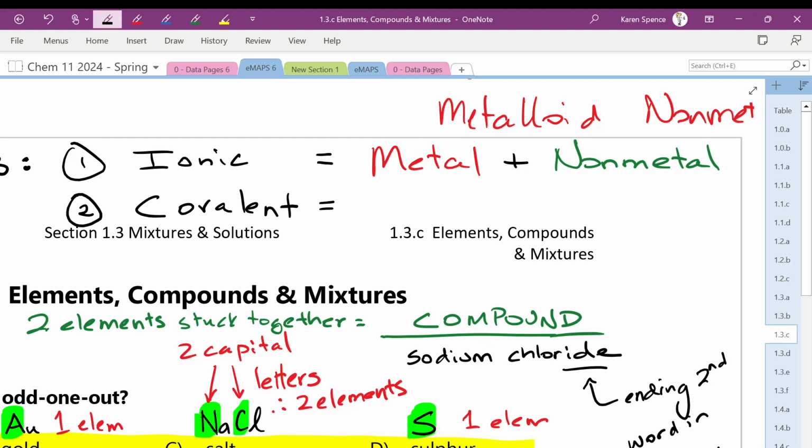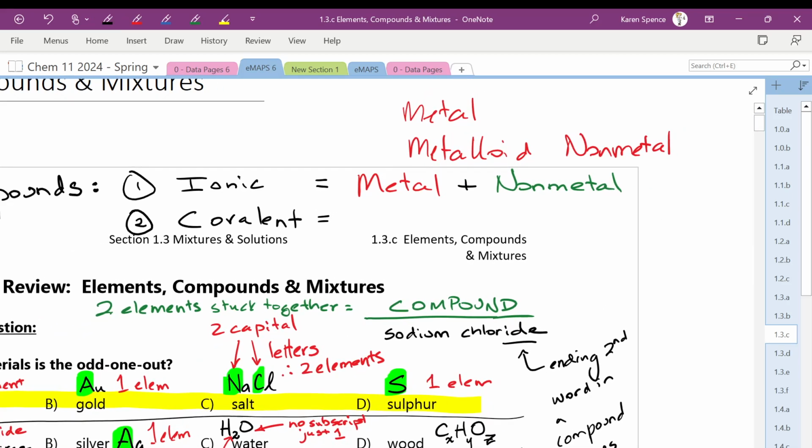All right, covalent. What is covalent normally made of? It's made of usually just one type of element. What is it? It's usually made of non-metals.